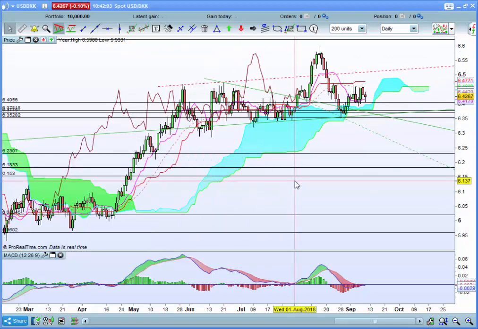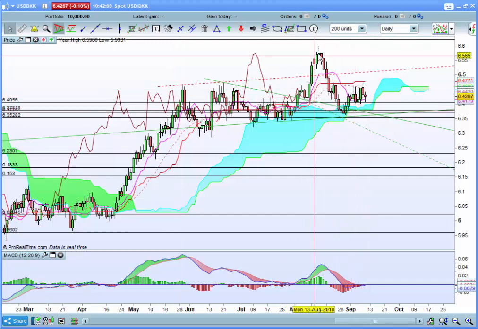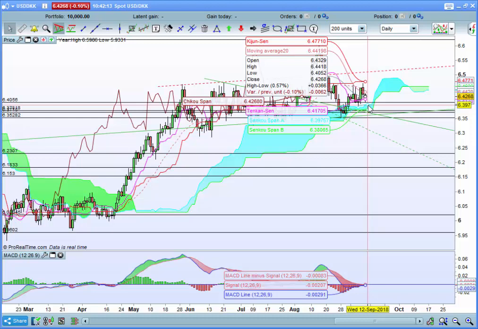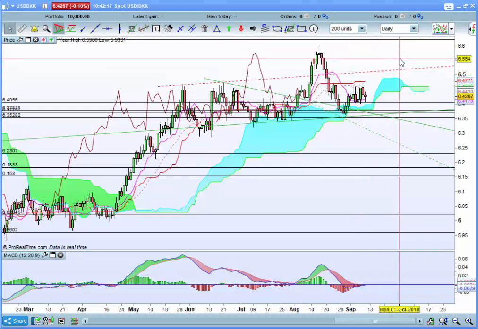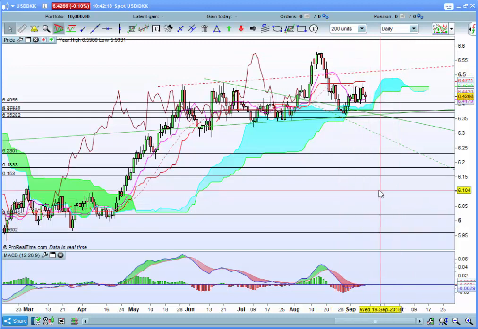US dollar Danish krone, fighting for support at the top end of the cloud. Not particularly exciting. It's been range bound for quite some time now, with a bit of a pop there. Top end of the cloud is key support, so you could buy the swing trade there. Buy support, sell resistance as it gets back up to the top end of the cloud here, at old highs there for key resistance.